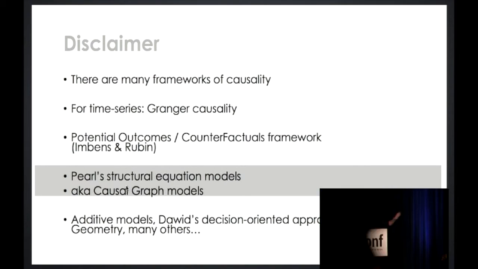The second big landscape is potential outcomes, also called counterfactuals. The Bible there, as far as I know, is a book by Imbens and Rubin. I'll give you pointers later. Again, this is not the causality I will be talking about. The third style or flavor is called causal graphical models, or Pearl's structural equation modeling. And this is the model that I will be talking about. There are also other variations that we won't be getting into, only briefly touching at the end.